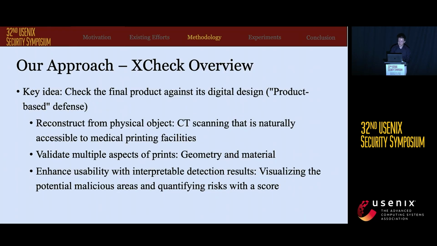To solve these challenges, we propose XCheck as a product-based defense. The key idea is that we check the final product against its digital design. To do that, we first reconstruct its digital representation from the physical object by leveraging medical CT scanning. Then we validate both the geometry and material aspects of these prints. And lastly, to enhance usability, we also introduce adjustable and customizable visualization to highlight the potential malicious areas, and quantification scores that measure the risks.